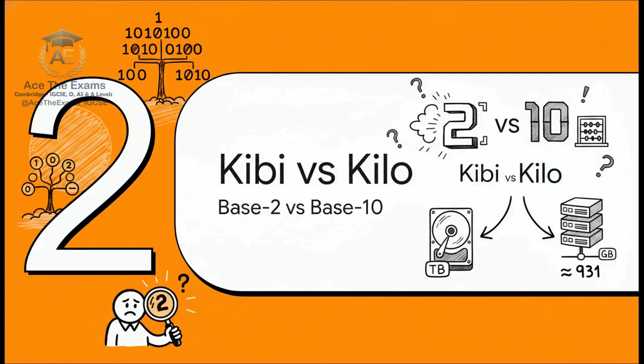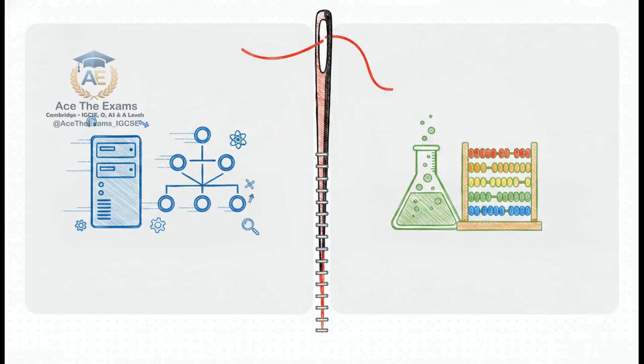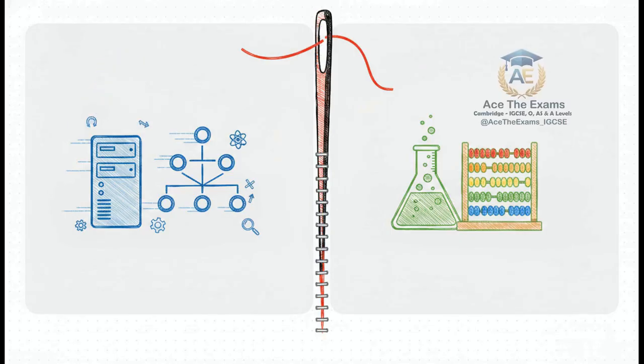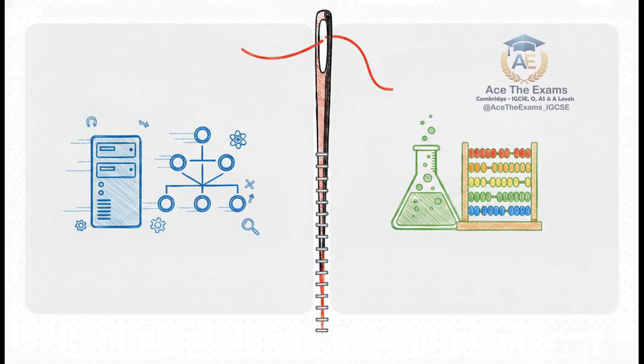Section 2, Kibi versus kilo explained. Let's break down base 2 versus base 10. So, for decades, the computer industry was frankly pretty sloppy. Everyone just treated a kilobyte as 1,024 bytes. Why? Because 1,024 is 2 to the power of 10, which is wonderfully, conveniently close to an even 1,000.